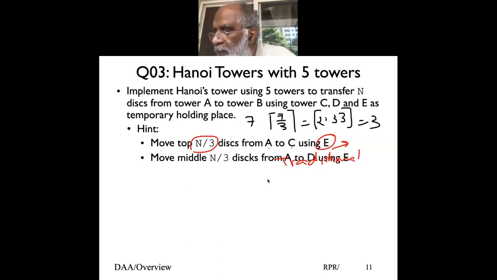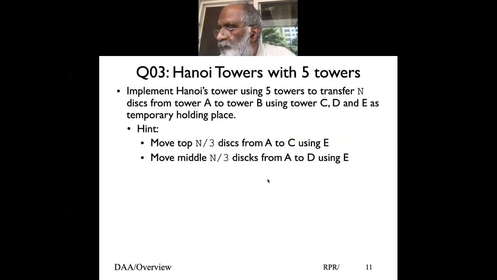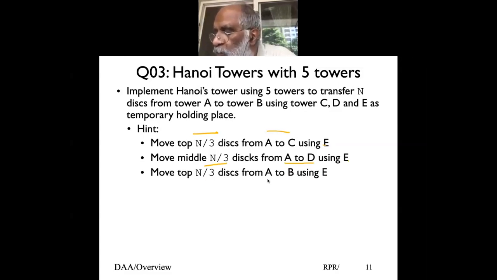Similarly, move the middle n by 3 disks. To move the top n by 3 disks from A to C using E as empty. Move the middle n by 3 from A to D using E as empty. And then the bottommost, which are the heaviest ones, move the, sorry, this is bottom, not top, mistake. Move the bottom n by 3 disks from A to B.